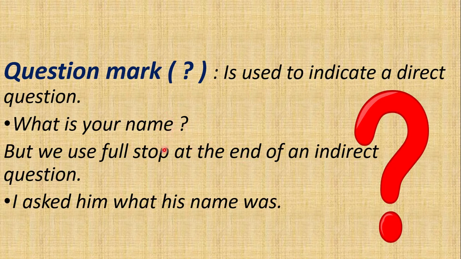But indirect question যদি হয়, I asked him what his name was. Dear learners, here we haven't used a WH word or auxiliary verb at the initial stage of the sentence. So this is not a direct question, this is an indirect question, and we have used a dot or full stop instead of a note of interrogation. Clear?